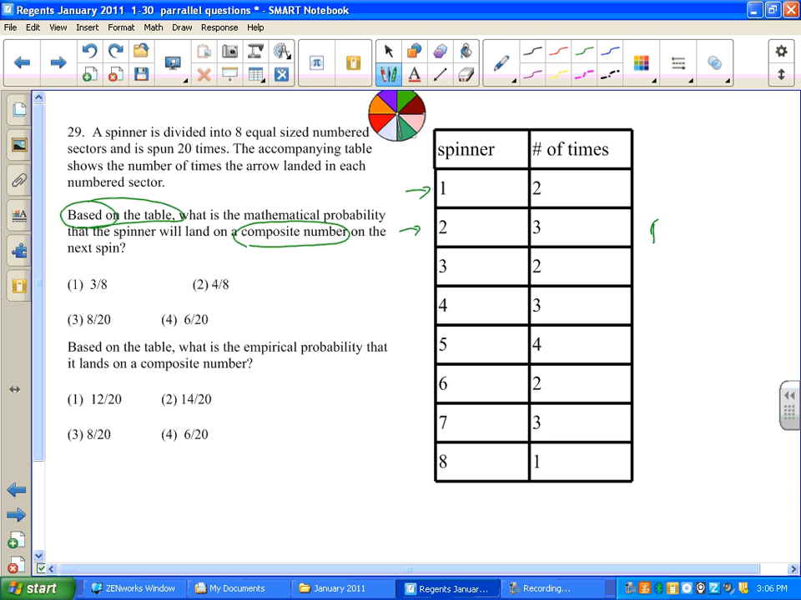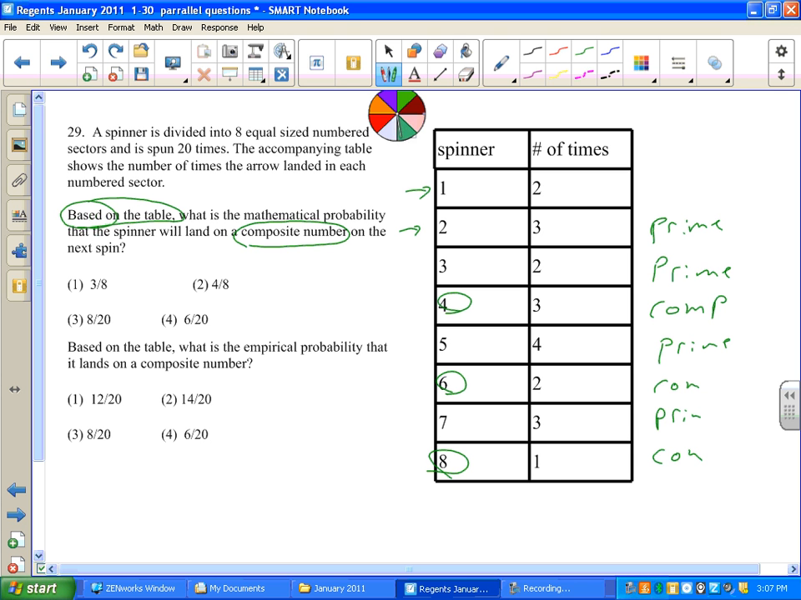2 is prime because it's only divisible by 1 and itself. 3 is prime because the only factors of 3 are 1 and 3. 4 is composite because you can do 1 times 4 and 2 times 2. 5 is prime because only 1 times 5 is 5. 6 is composite because it's 1 times 6 and 2 times 3. 7 is prime. And 8 is composite because 1 times 8, 2 times 4. So the composite numbers are 8, 6, 4. 1 is neither prime nor composite.